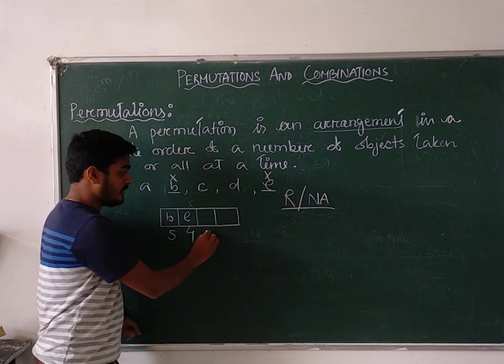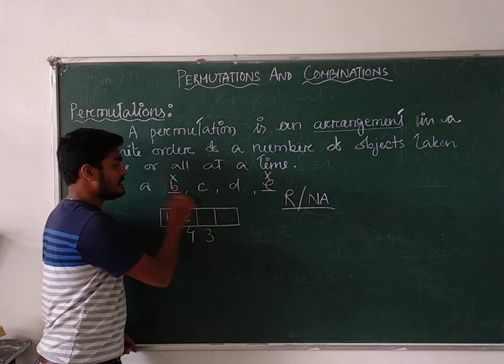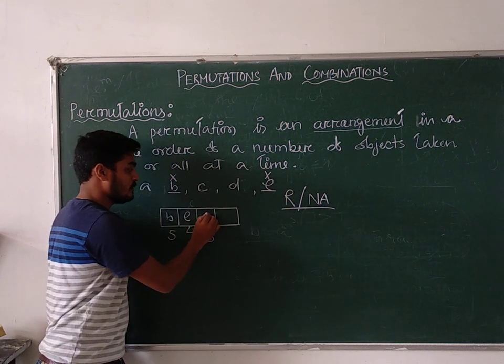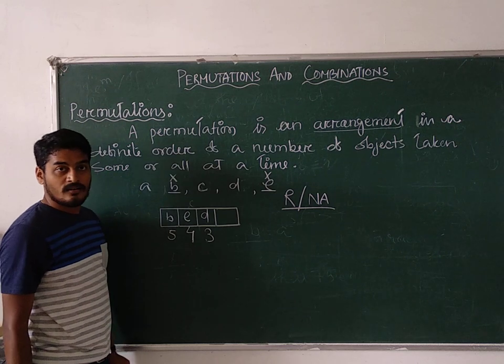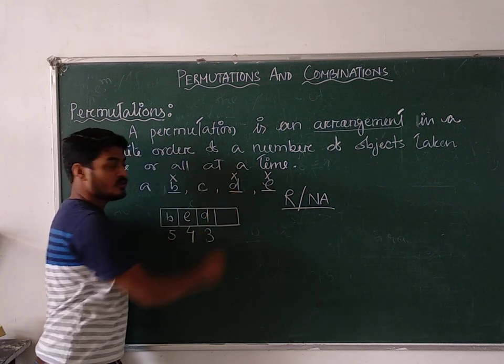How many different ways can you fill up? 3 letters are left with us, A, C, D. That is 3 ways. Suppose you have used D here. Okay? As repetition is not allowed, you are not supposed to use it once again.